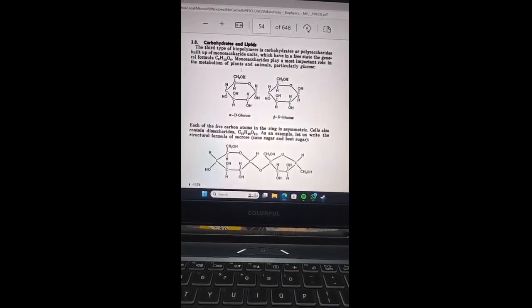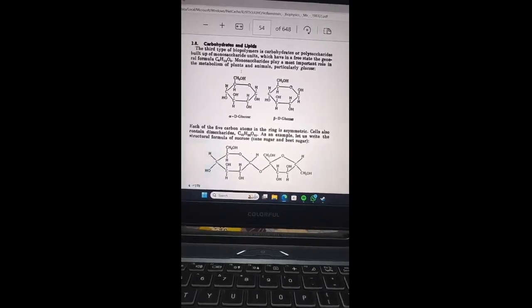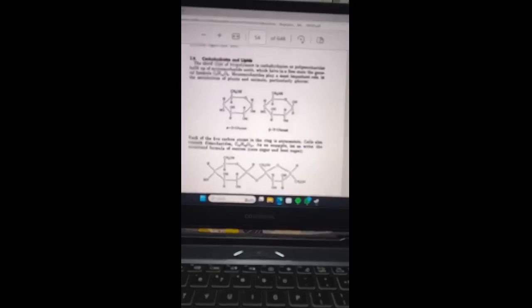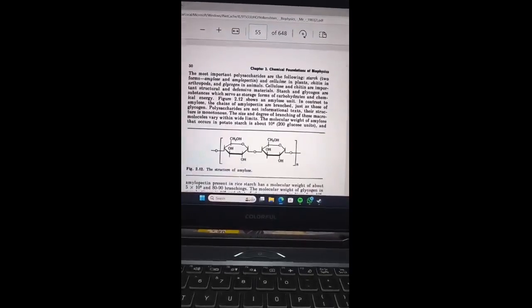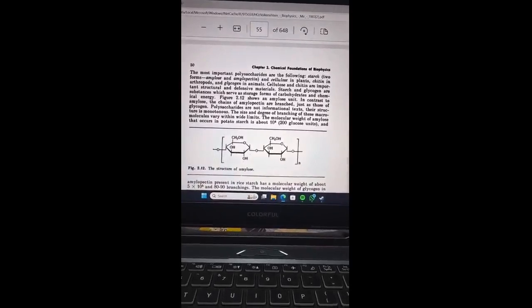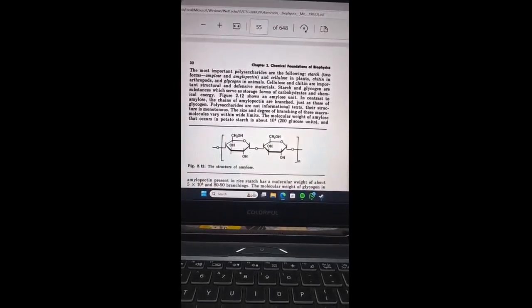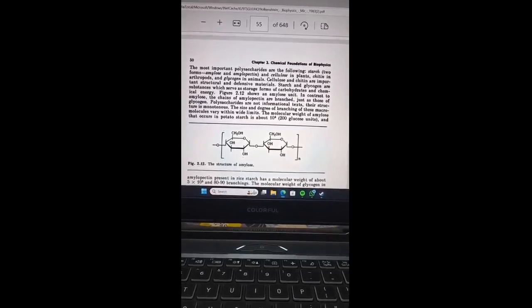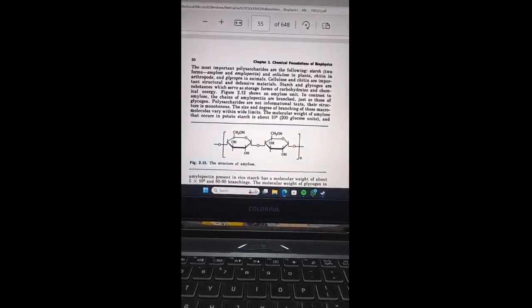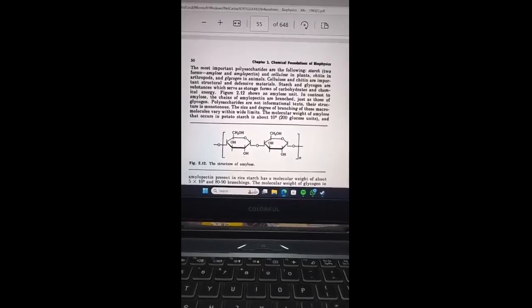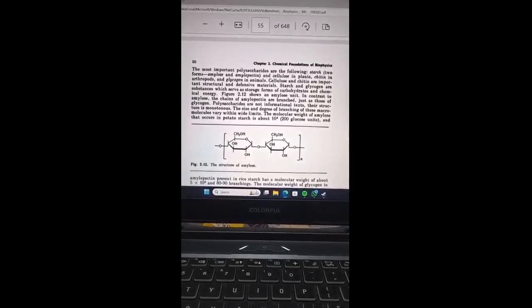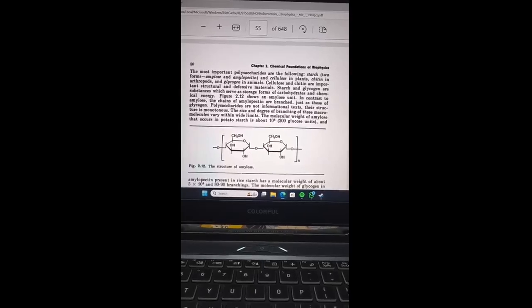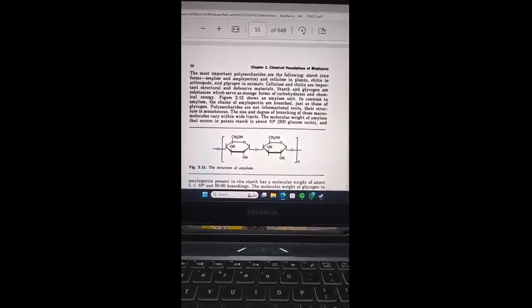C12H22O11, as an example, let us write the structural formula of sucrose, cane sugar or beet sugar. The most important polysaccharides have the following structure: starch and cellulose in plants, chitin in different kinds of animals and bacteria, insecticide. Cellulose and chitin are important structural and defensive materials. Starch and glycogen are substances which serve as a storage form of carbohydrate and chemical energy.